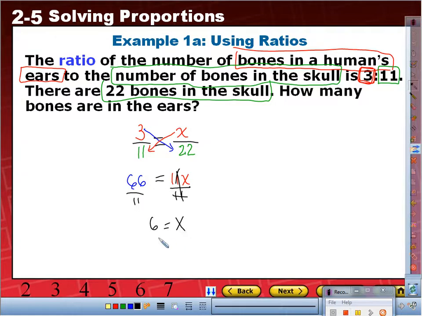But I just don't want you to write that. You need to answer the question. How many bones are there in the ear? 6 bones. So you write, there are 6 bones in the ears.